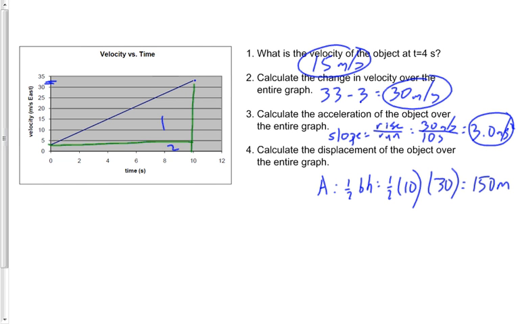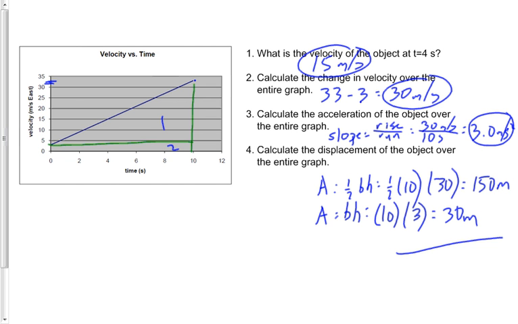The area of the rectangle, it's a rectangle, so it's base times height. The base is 10, the height is 3. 30. What do we do with this 150 and 30? Yep. Nope, not 150 minus 30. Close.